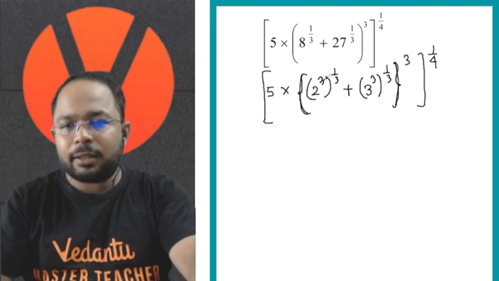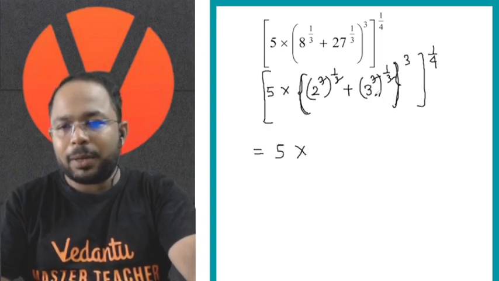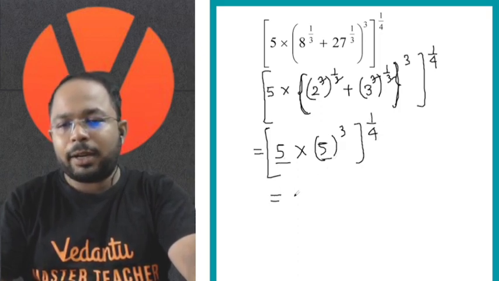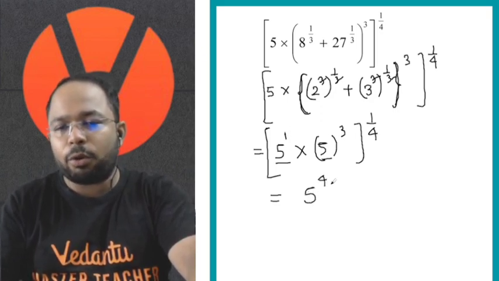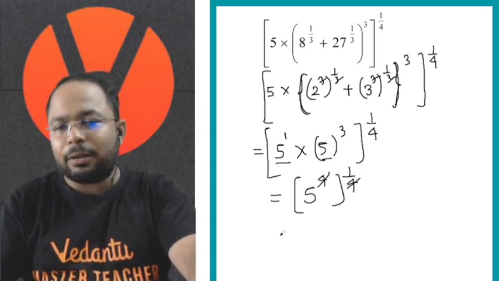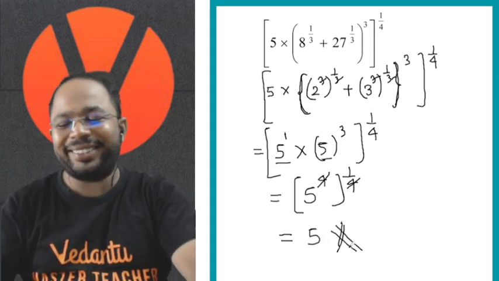As we can see here, 3 and 3 cancel, 3 and 3 cancel. So what are we getting? 5 into 2 plus 3, that is 5, to the power 3, and we have a whole square bracket to the power 1 by 4. Now the bases are the same, so we can write 5 to the power 1 plus 3, which is 4, and we have 1 by 4. So 4 and 4 cancel. What we are getting? 5 is the right answer.